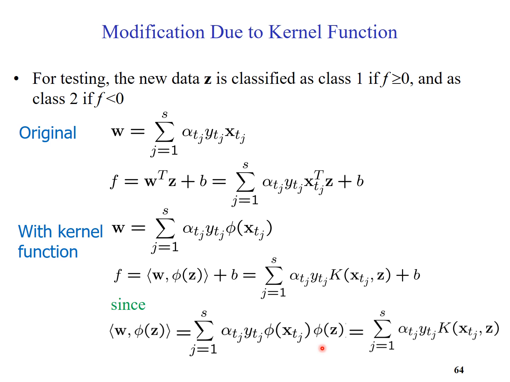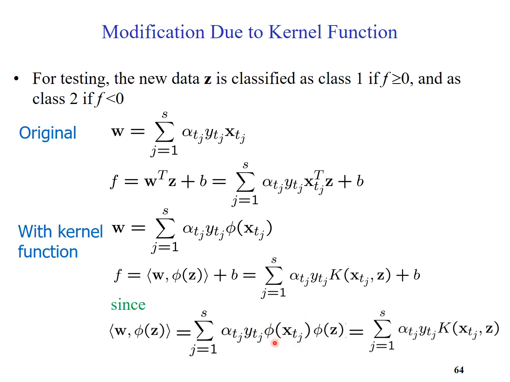Since we are using the kernel, actually we don't know the value of this. As I said, we do not know the mapping value, so we don't have any idea about this one. We don't know this, so we cannot calculate W. But even though we do not know the value of W, we are able to calculate the value of this by using the kernel.